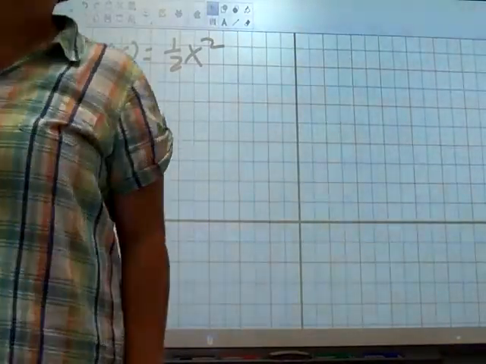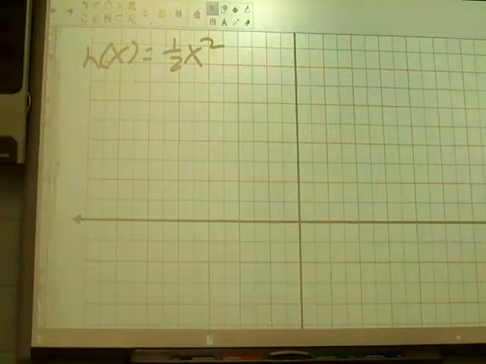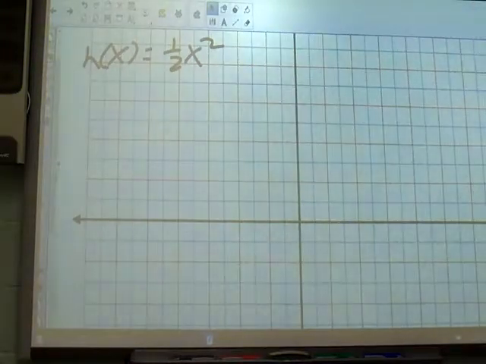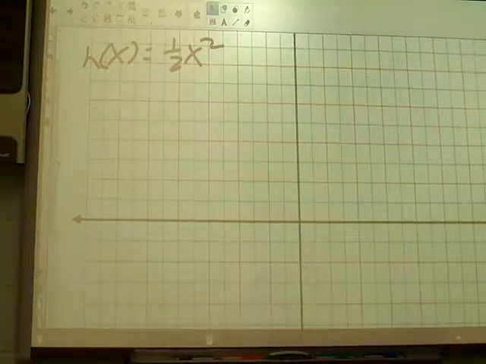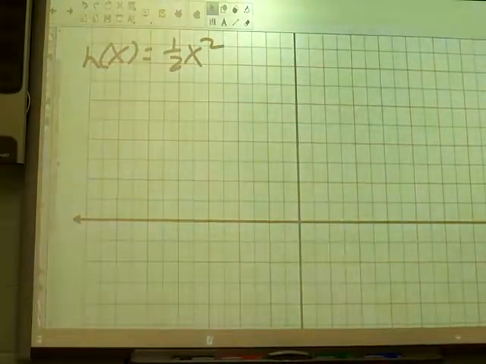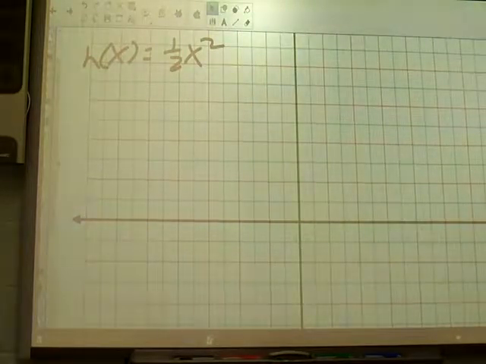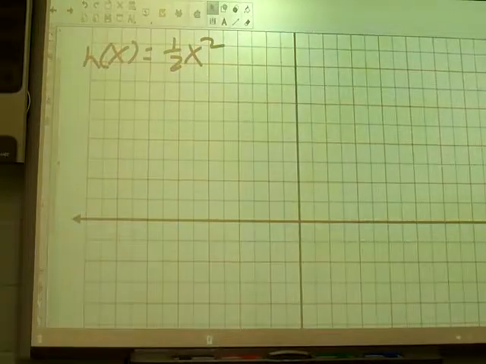Just lots of different ways this stuff can be presented to you or written. The directions for this say to graph the function and its parent function and describe the transformation. And that's all I gave you. So is that the parent function? No, because it's not just an X. It's got that extra junk in front of it.